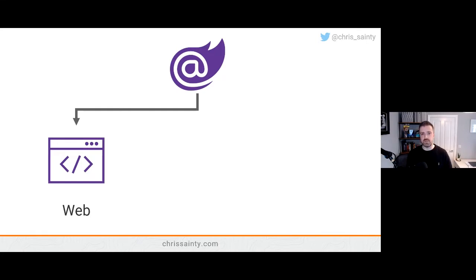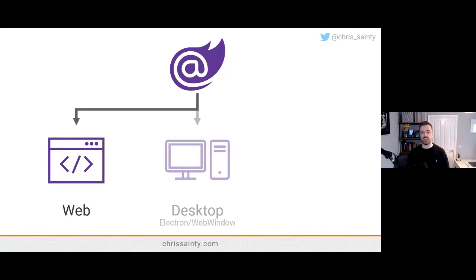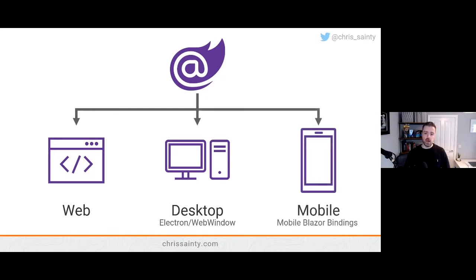But there have been some other experiments. Very early on, the team experimented with running Blazor applications on the desktop, and they did that using Electron, and later another experiment called Web Window. And that was running Blazor applications on the desktop, and you can access desktop APIs and all this kind of stuff. And then another really interesting experiment has been for running Blazor as a native mobile application, and that's been done using the mobile Blazor bindings experiment.